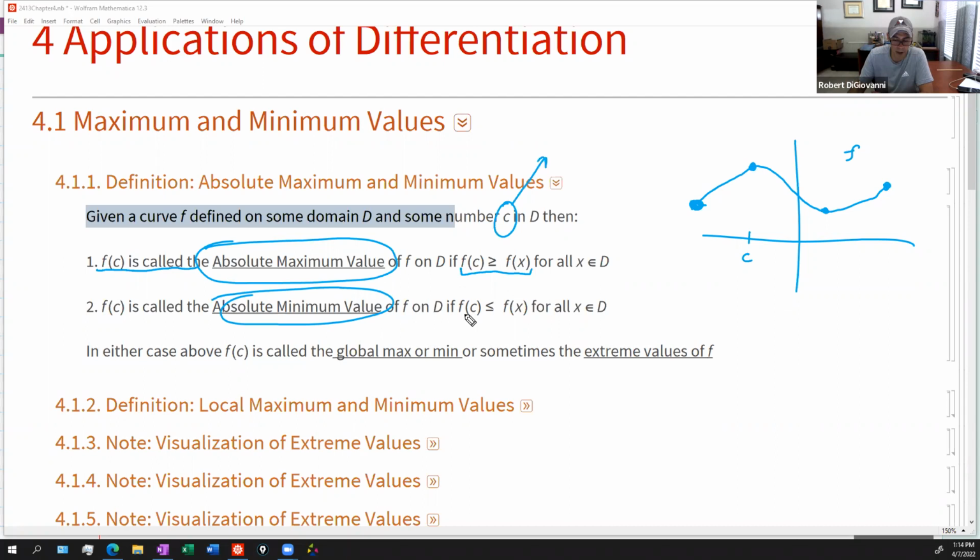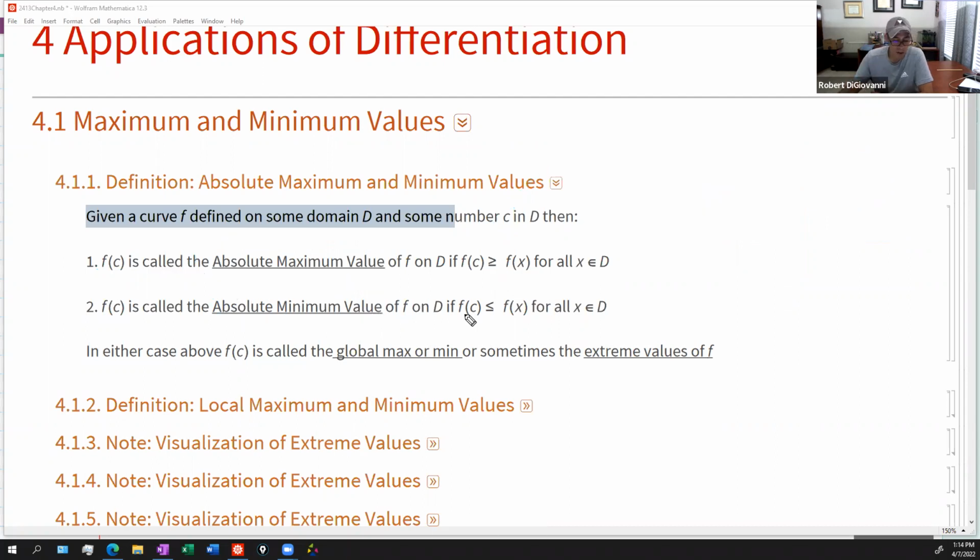I'm going to show you some other pictures in a minute. So we have this new concept that the highest point on a graph is the absolute maximum, and the lowest point is the absolute minimum. In either case, those points would be called a global max or a global min, or sometimes you'll hear them referred to as the extreme values of f, the extreme top and the extreme bottom, the highest and lowest points. So that's our first definition.